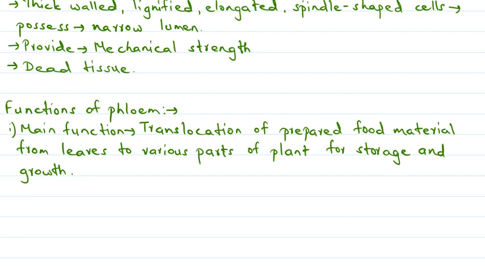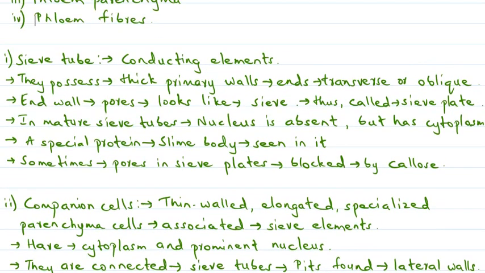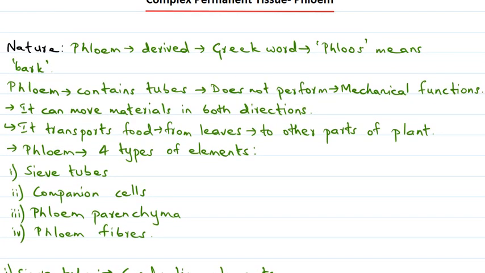Alright, so now let's quickly revise everything that we have studied today. Today we have discussed the phloem tissue in detail. We already know that phloem tissue is another type of complex permanent tissue. The word phloem is derived from the Greek word phloos, which means bark. It contains tubes, but it does not perform any mechanical function. It can move materials in both directions, and it transports food from the leaves to all other parts of the plant.